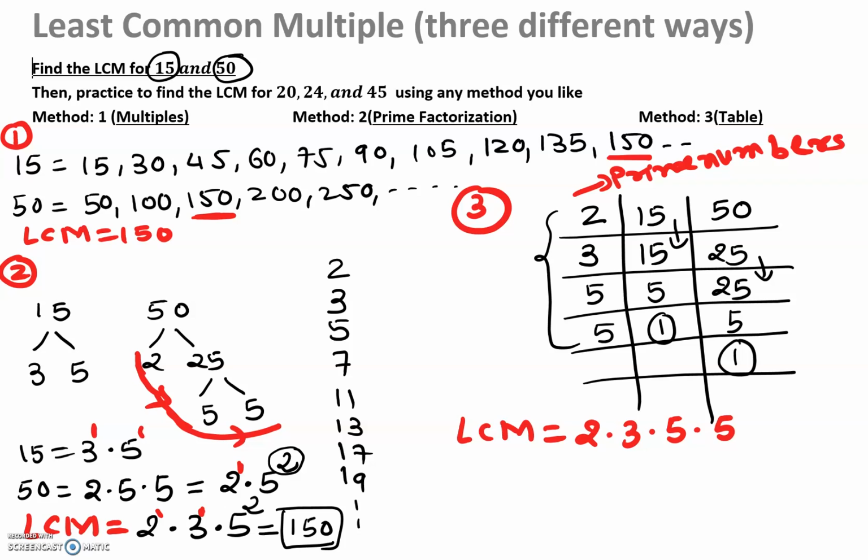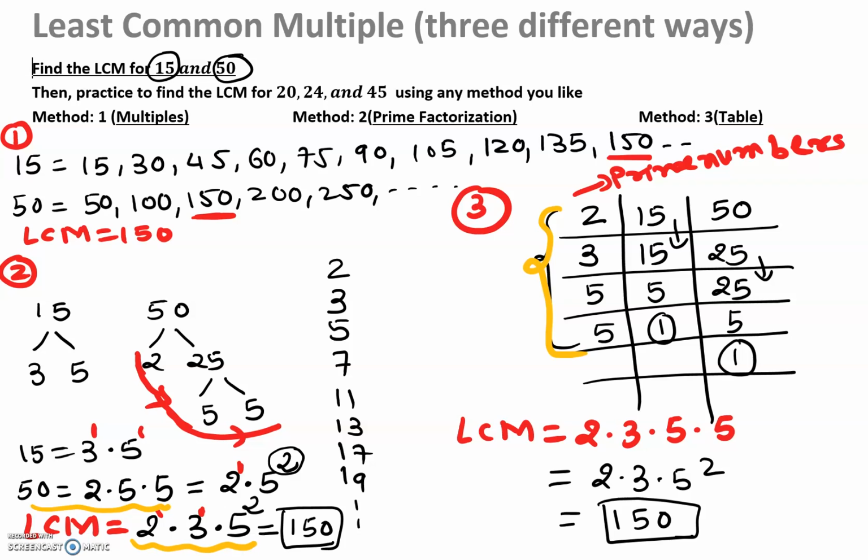If I write this in exponent form, it's 2 times 3 times 5 squared, which is 150. And notice one of the very cool things here. Did you notice that this itself is a prime factorization right here? This number is your LCM right here. 2 times 3 times 5 squared.